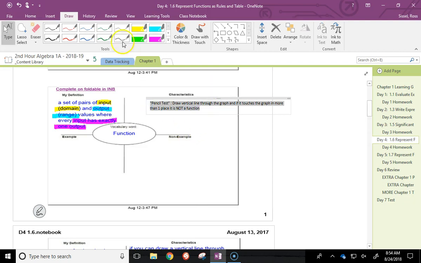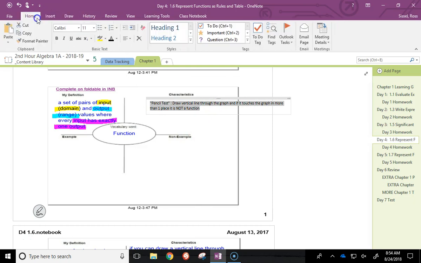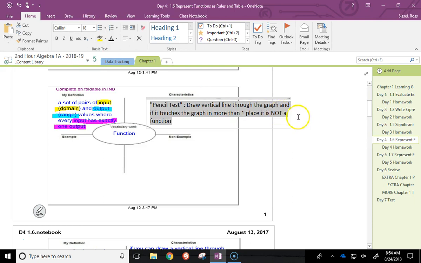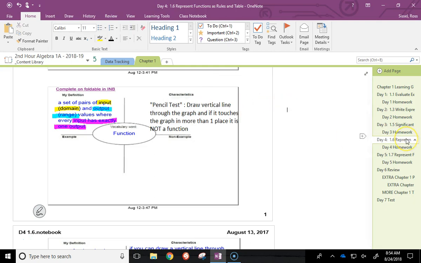This will make sense, and this is why we like the Frayer model. This is going to make more sense when we do our example and our non-example. So the pencil test states, if I draw a straight line and it touches any 2 points of a graph, then it is not a function.